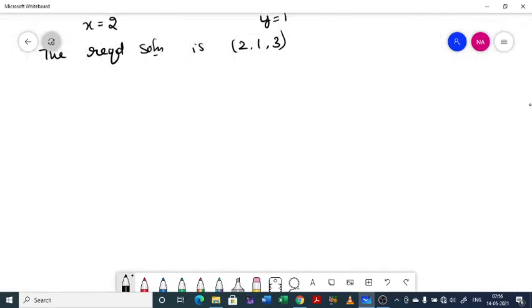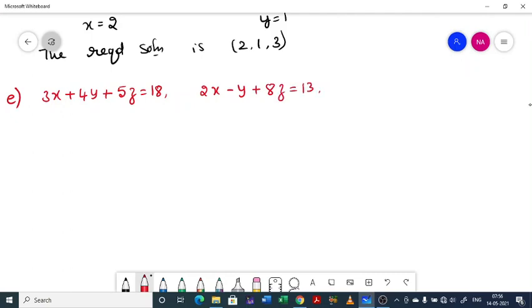The next problem E, I think. Problem E. So the given system of equations is 3x plus 4y plus 5z equal to 18, 2x minus y plus 8z equal to 13, 5x minus 2y plus 7z equal to 20.